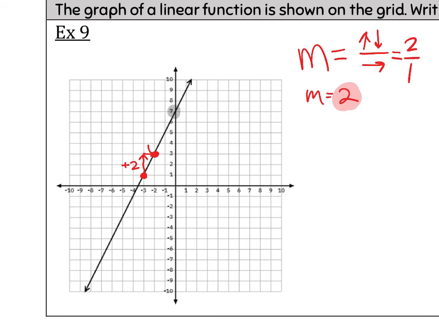What's the coordinate of this intercept? 0,7. Is that my x or my y intercept? Y. Thank you, y intercept. So I have a coordinate. I have x1 and y1, which means now I can fill this equation out.